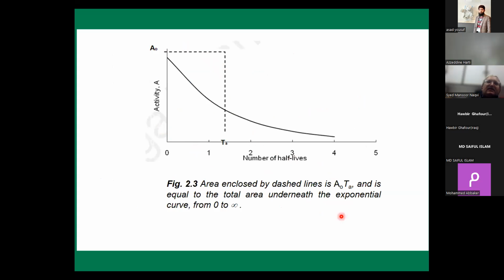This is a reference graph which we can sometimes use to calculate the average half-life. The dashed line over here is the product of activity and the number of half-lives, and that can give us the area of this region. This product is the same as the area under the curve. It's an approximation, but it helps us in estimating the mean half-life.